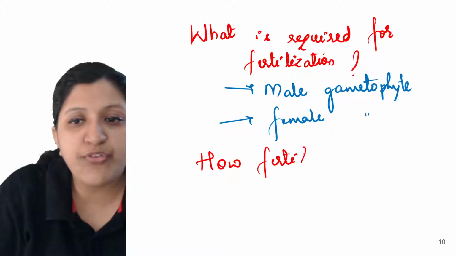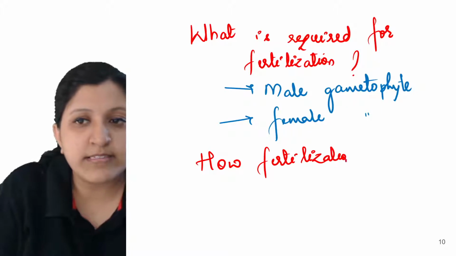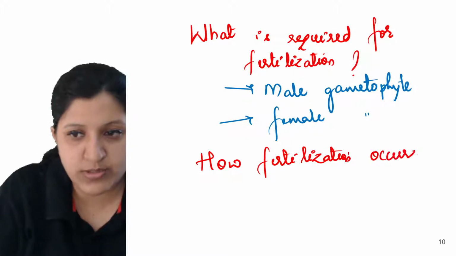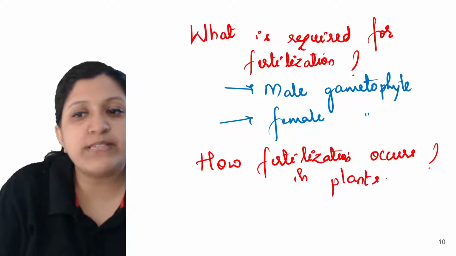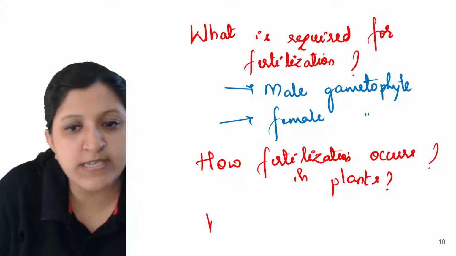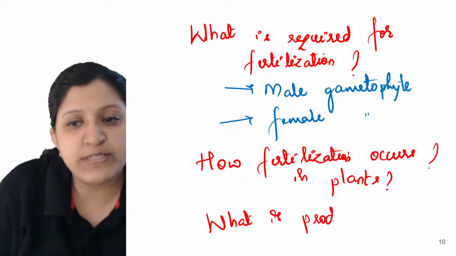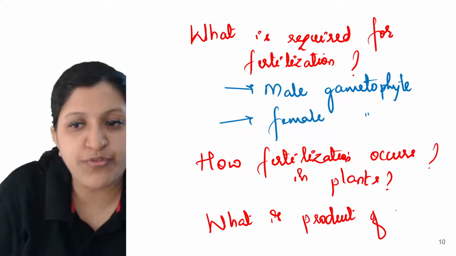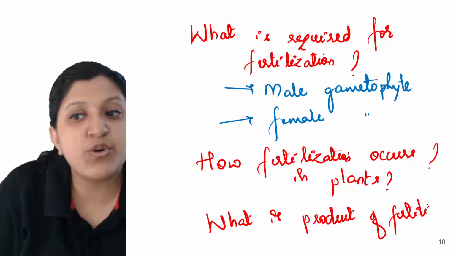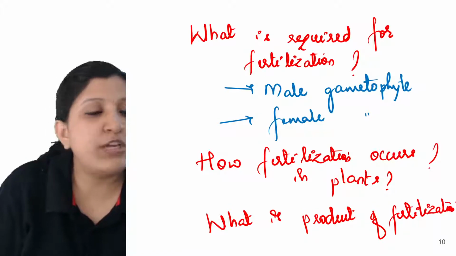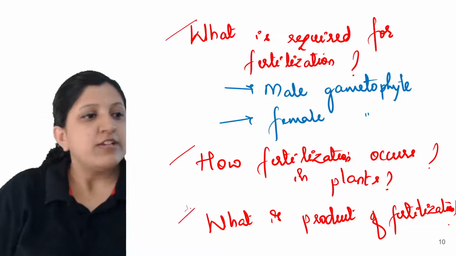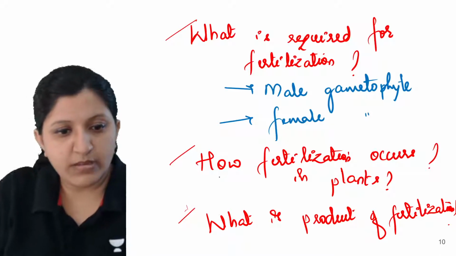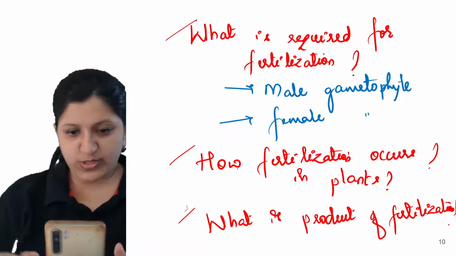How fertilization occurs in the case of plants, we will see. Then we will see what the product of fertilization is. We will see all of this in today's class, that is, the product of fertilization and how it is helpful in the formation of a new plant. These are the questions we are going to discuss today. Let's see this.